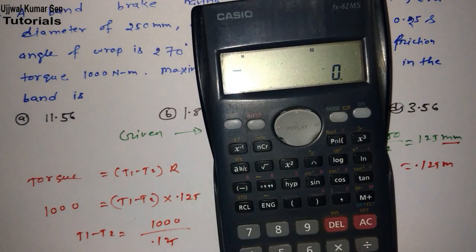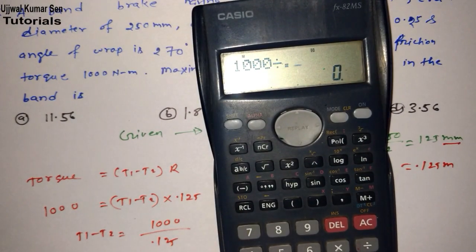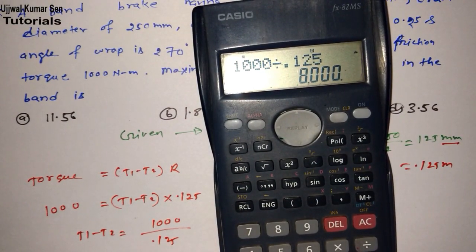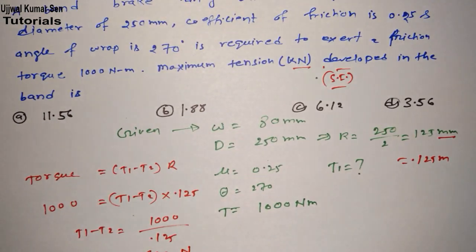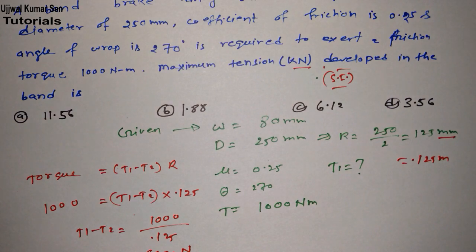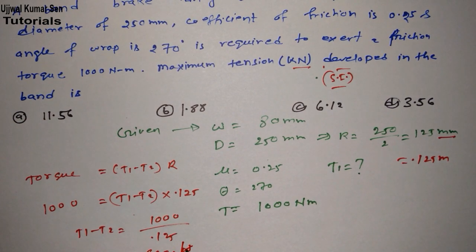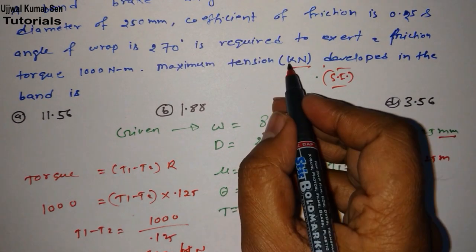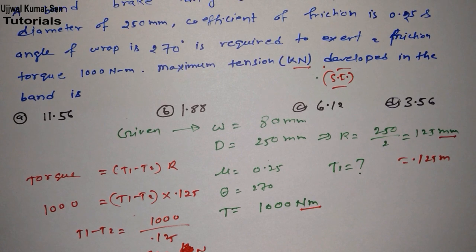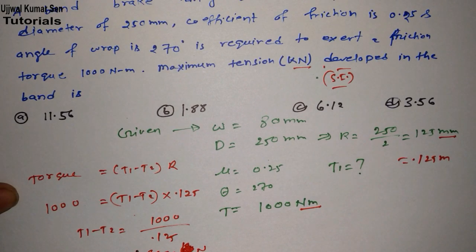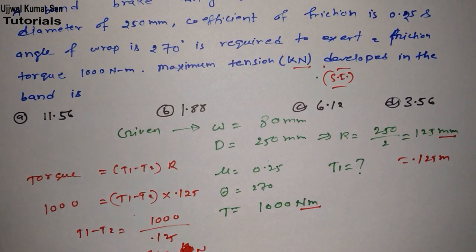So now we have to use calculator. That would be quite good for us. Yeah. So how much we got? 8000 Newton we got here. Alright. So till now, it should be kilonewton, because this one is given in Newton meter, so this is Newton. That's okay. So we got T1 minus T2 is equal to what? 8000 Newton, right?